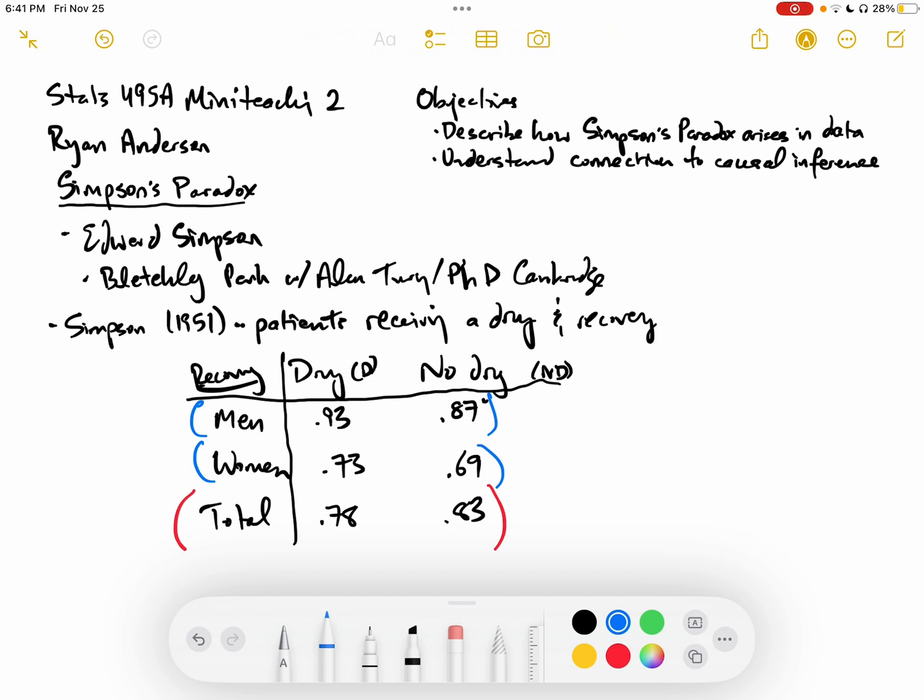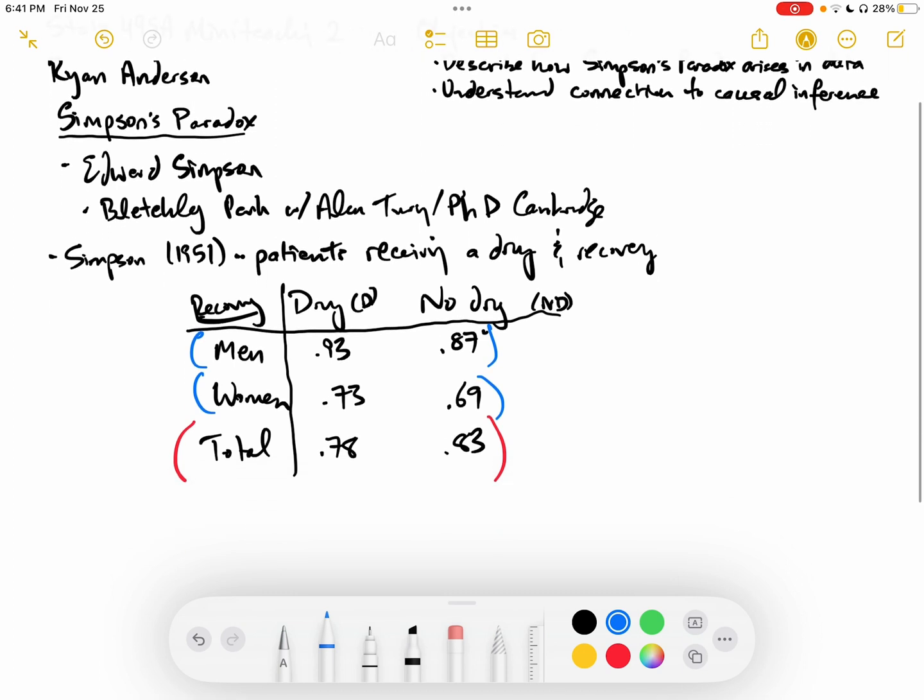However, if you break it down on either of the subpopulation levels, both for women and for men, as genders individually, taking the drug was associated with a higher chance of recovering from the disease. To state it more generally, Simpson's paradox is in reference to any situation where across a sample, the association that we find in the data is reversed for any subpopulation.